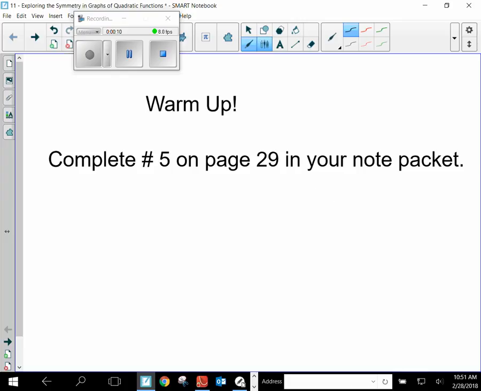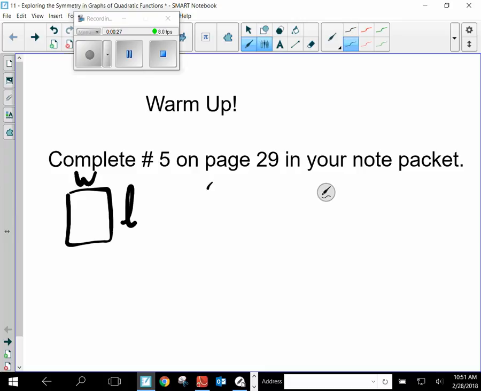And you have a warm-up, so open up to page 29 in your note packet and do number 5. I'm going to start right away. So you read the problem. You see you have a perimeter and area information. So here's my garden, and its length and width.